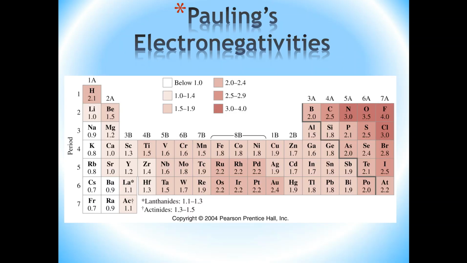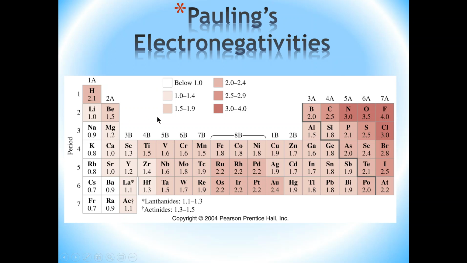And this table was developed by a very important scientist, Linus Pauling. He basically did some theoretical work to come up with a scale for measuring the electronegativity of different elements. The result is actually a 4-point scale where 4 is the highest possible electronegativity value. As you can see here, fluorine is that element. That's the most electronegative element.